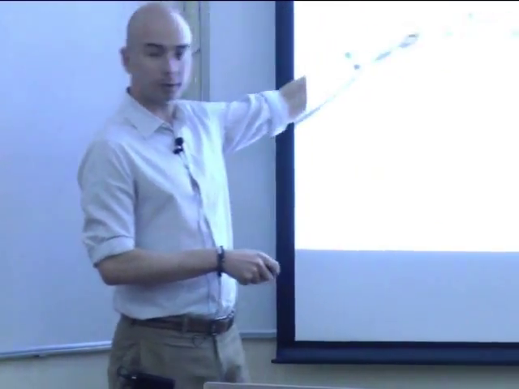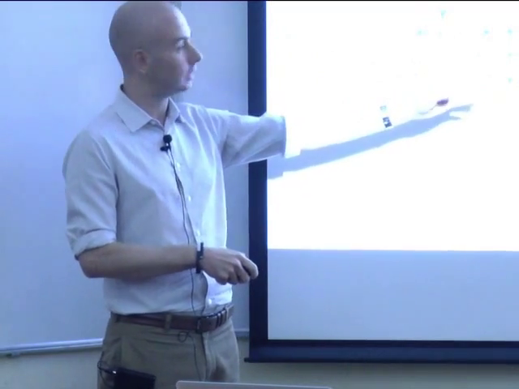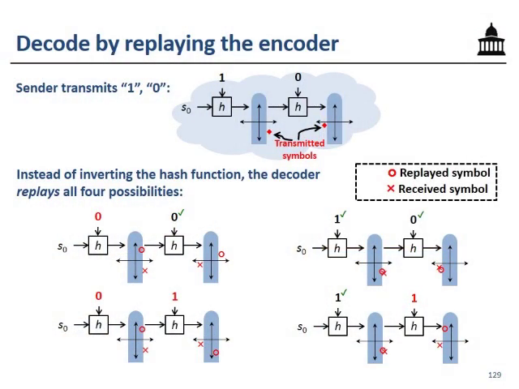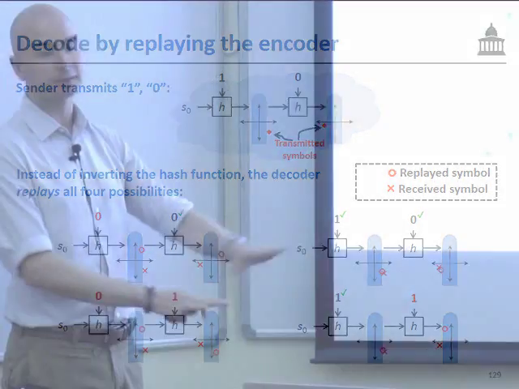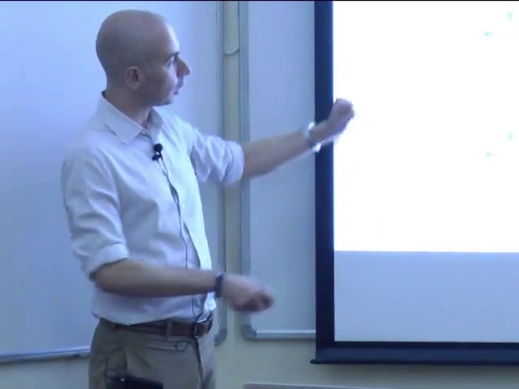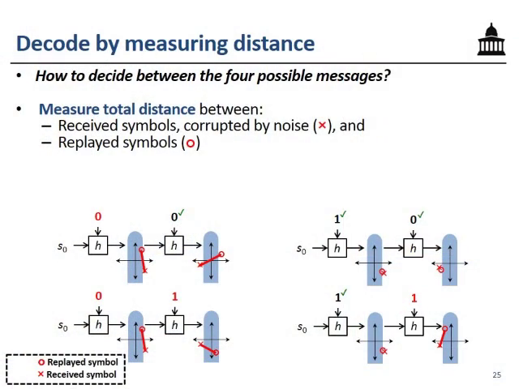Right? The decoder is going to run that candidate message through the encoder again and come up with a set of replayed symbols, which I'll indicate here by the O's. And it does that for all 4 possibilities. Conceptually, it does that for all possible messages that are sent. Okay? So now we have 4 possibilities of messages, only one of which is correct. So how do we decide between these 4 possible messages? What we do is we measure the total distance between the received symbols and the replayed symbols.